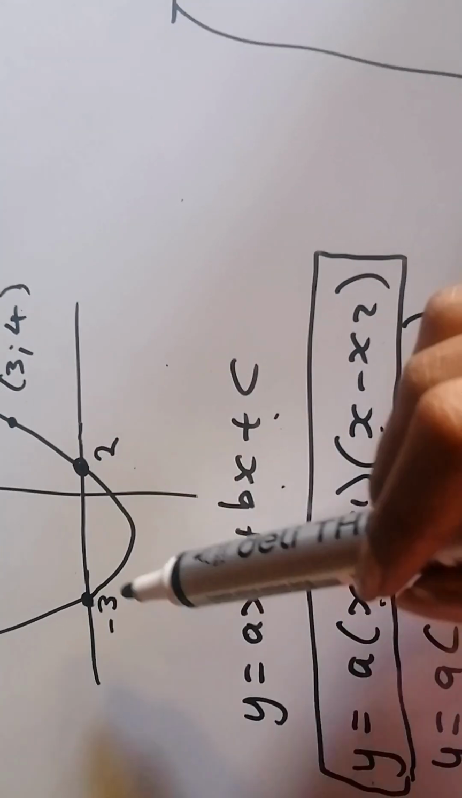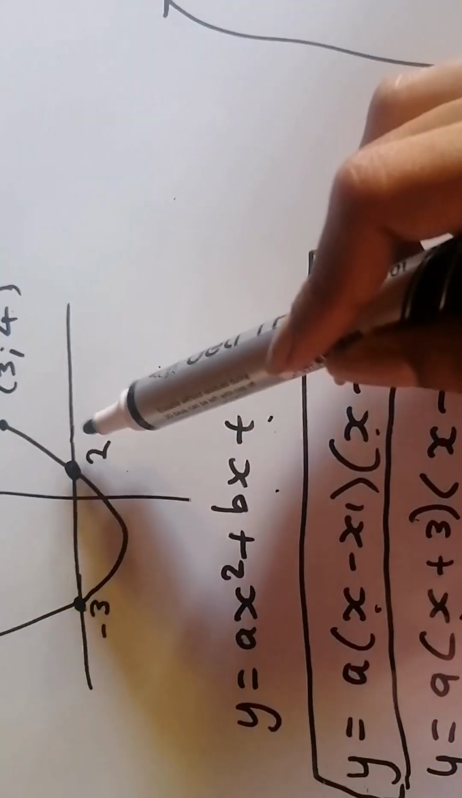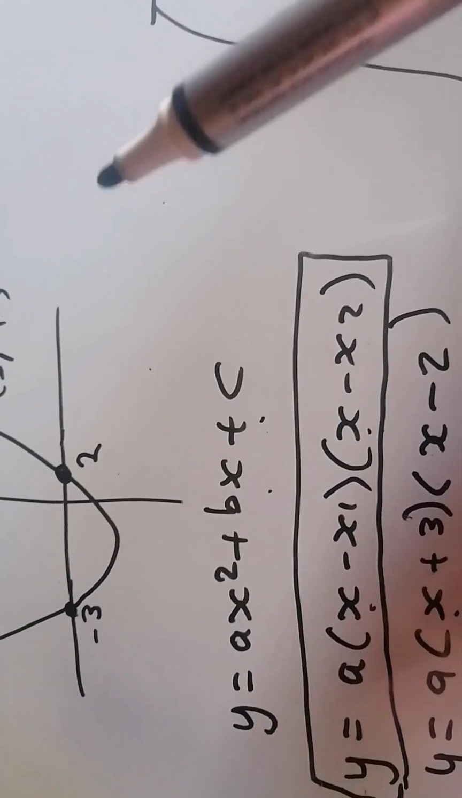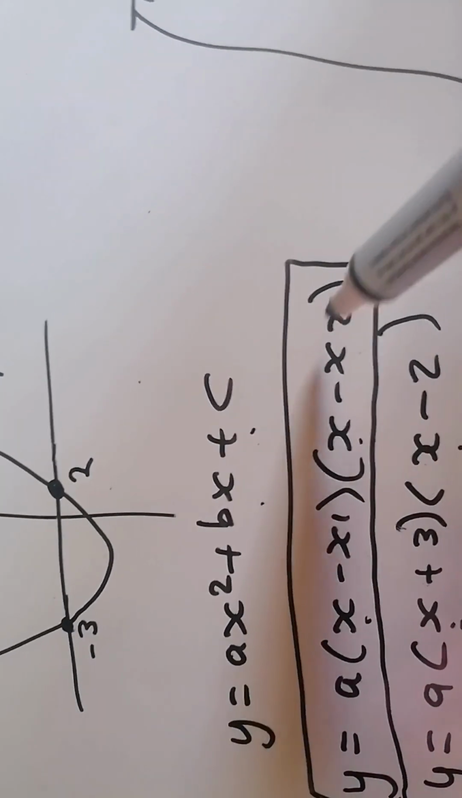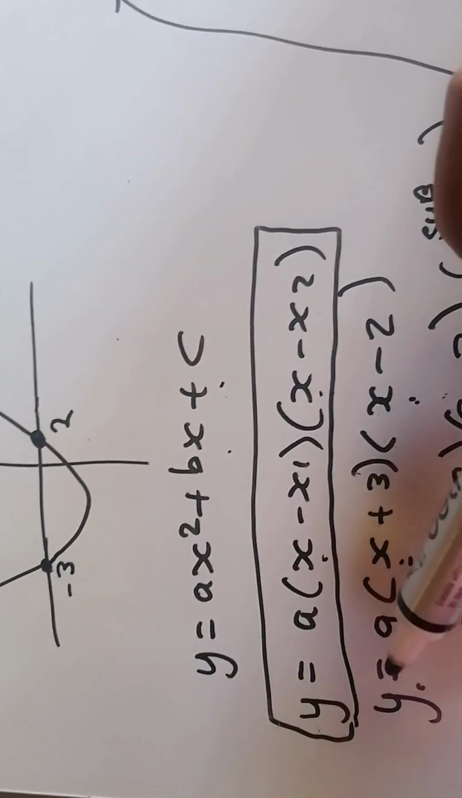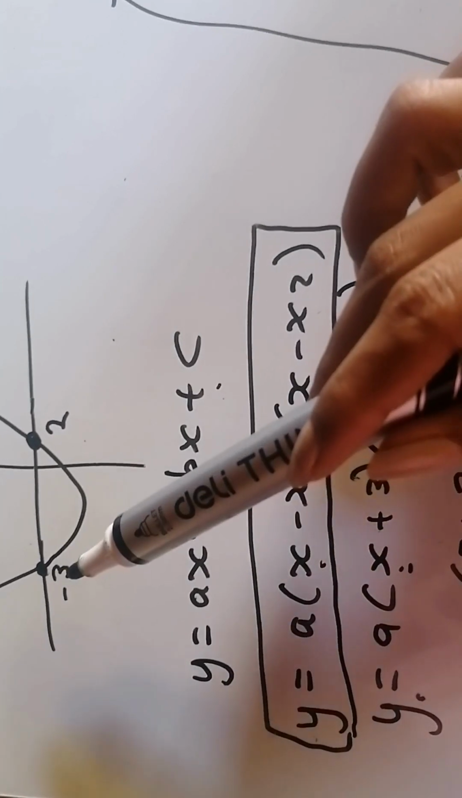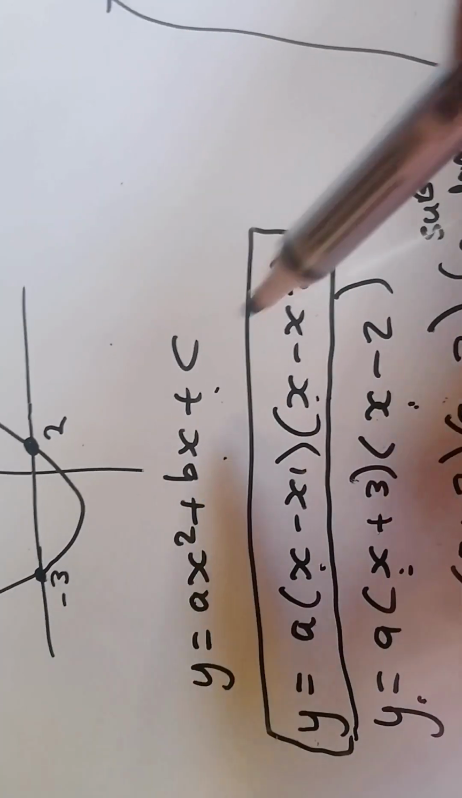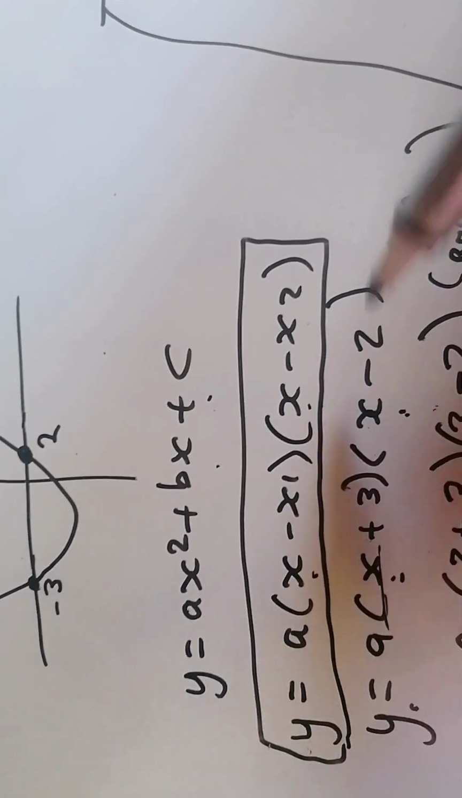This x1 is actually your first x-intercept, and this x2 is your second x-intercept. One thing you should note is that when I'm substituting these intercepts into their places, I need to change the signs. So let's go with that. Y is equal to a(x...). If I'm substituting my x1, it's now going to be plus 3. And when I'm substituting the second x-intercept, it's going to be minus 2. So see how I changed the signs.